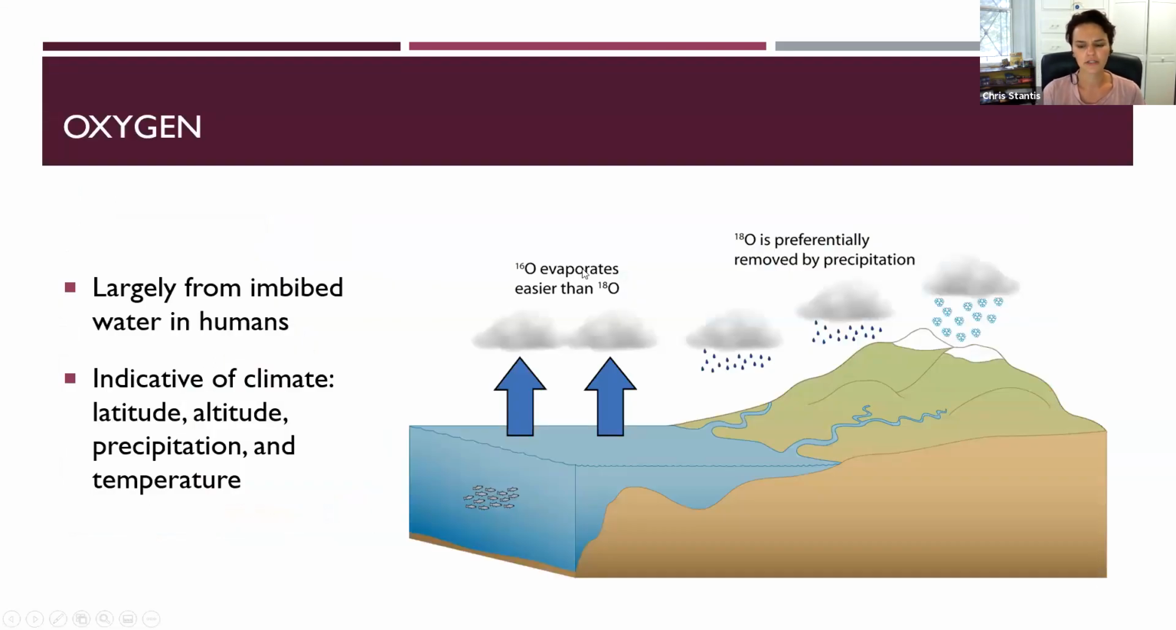Now, oxygen isotope analysis is a little more complicated, making it less ideal as a method for identifying mobility and migration in the past, but it is a really good secondary data point to strontium. Oxygen in humans is largely reflective of the water from food and drink, and oxygen stable isotope ratios are generally indicative of climate: the latitude, altitude, precipitation, and temperature of a given area.